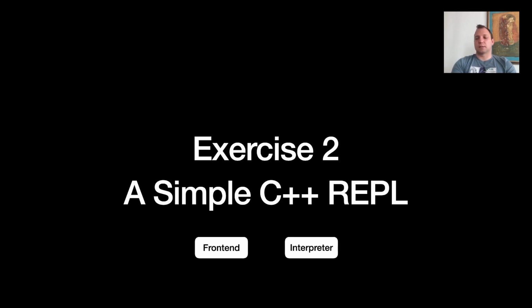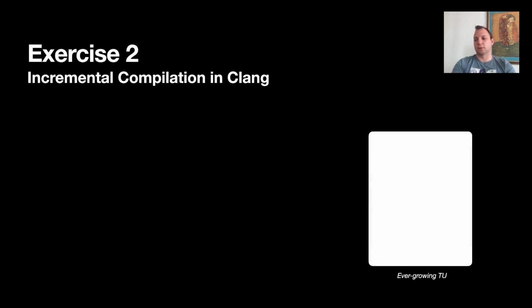So in exercise 2, I would like to draw your attention to what we can do in terms of more advanced use cases for embedding Clang. And here we have two components, which are the front end of Clang and the interpreter component. In that exercise, we're going to build a simple C++ REPL in a very similar way to what you have already seen with the Kaleidoscope REPL and the JIT.